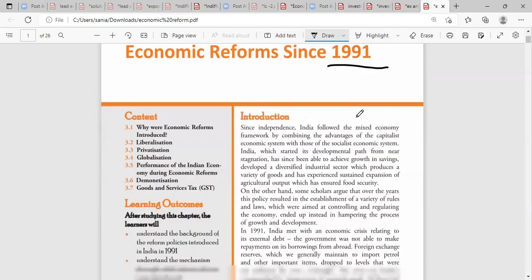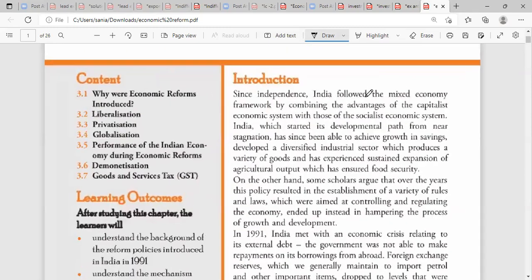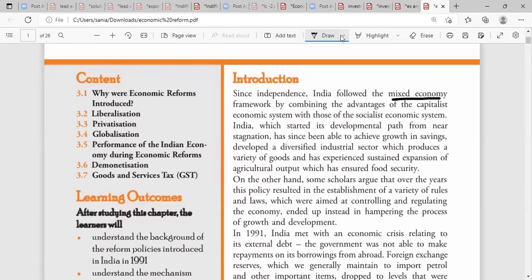After 1991, what happened? Since independence, India followed the mixed economy. You already know this, right? There are three types of economy, and India is following a mixed economy framework by combining the advantages of the capitalist economic system with those of the socialist economic system. So India is following a mixed economy, mixing both things. India, which started its development path from near stagnation, has since been able to achieve growth in savings, developed a diversified industrial sector which produced a variety of goods, and has experienced sustained expansion of agricultural output, which has ensured food security. So basically, slowly and slowly, India is developing, right?